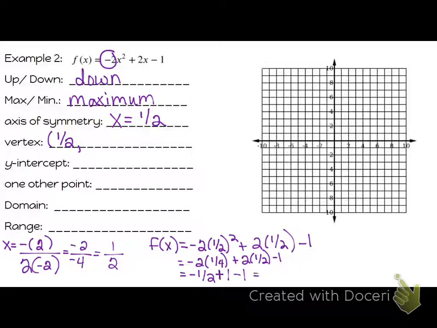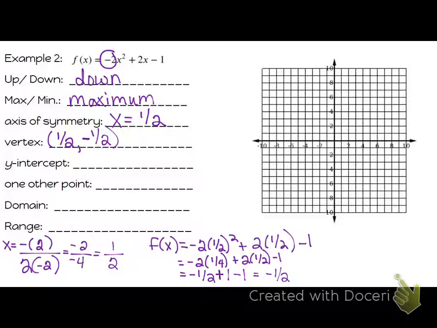All right, so we're going to solve. Think about it. If I have a half and I add 1 and then I take that 1 away, what am I going to have? Half. Good. -1/2. So what's my y value? It would be 1/2, comma, -1/2.